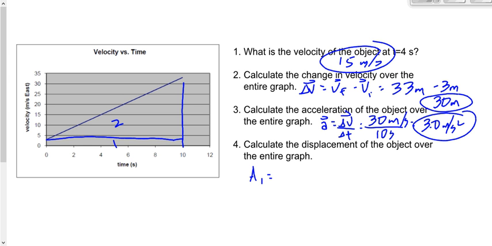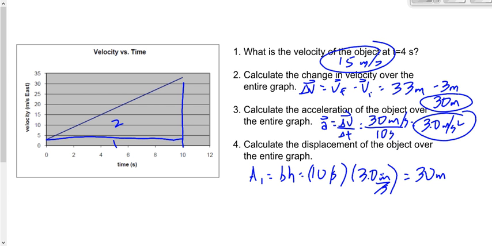The area of the rectangle is base times height, or you could say length times width. The base here is 10 seconds. The height here is 3.0 meters per second. And you'll notice here that the seconds end up canceling, one on the top, one on the bottom, and we're left with 10 times 3 is 30 meters.